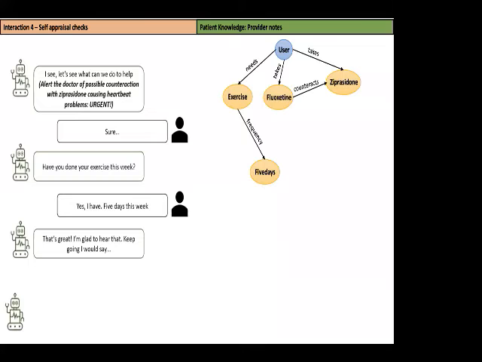Yeah, so that's the end of the demo. It praises the user for following their therapy routine.